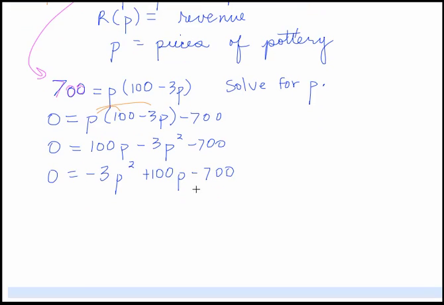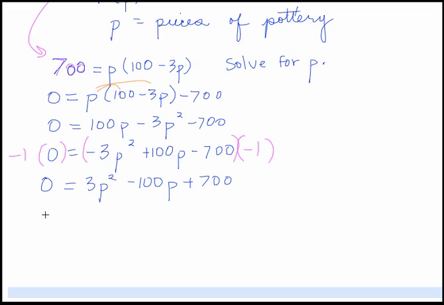Now if you're like me and you don't like to have a negative in front of your first term, let's just multiply both sides by -1 to eliminate that negative. So on the left I'll still have 0. Then -1 times negative 3p squared is positive 3p squared. -1 times 100p is negative 100p. And then plus 700. Okay, I think that might just be easier to factor.